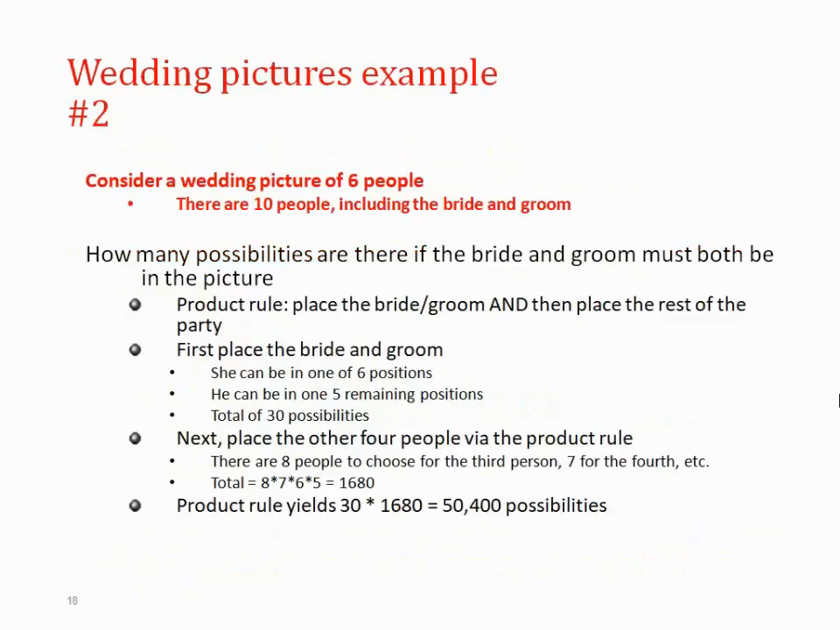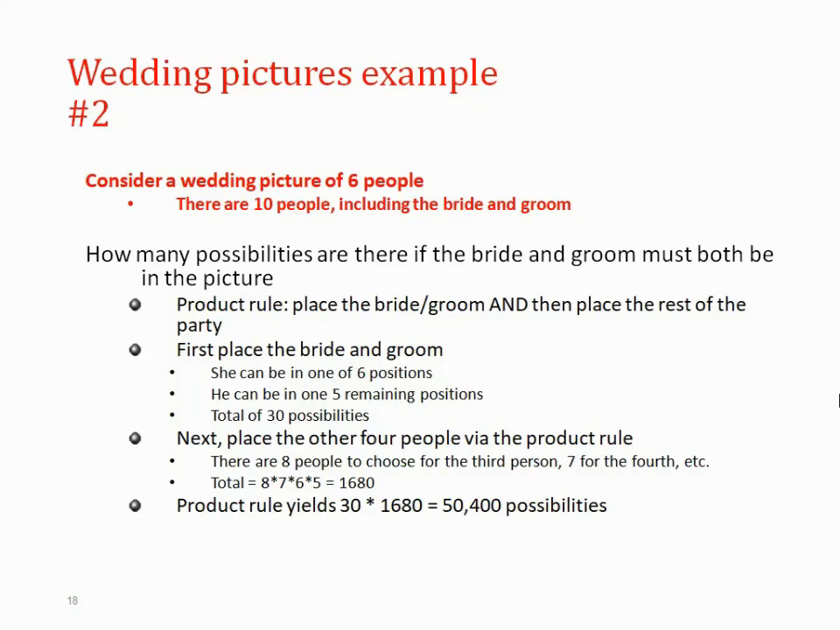Now we'll see the restrictions on bride and groom. Consider a wedding picture of 6 people. There are 10 people, including the bride and groom. How many possibilities are there if the bride and groom must both be in the picture? Using the product rule, place the bride and groom and then place the rest of the party. First place the bride: she can be in one of the 6 positions. He can be in one of the 5 remaining positions. That is a total of 30 possibilities.